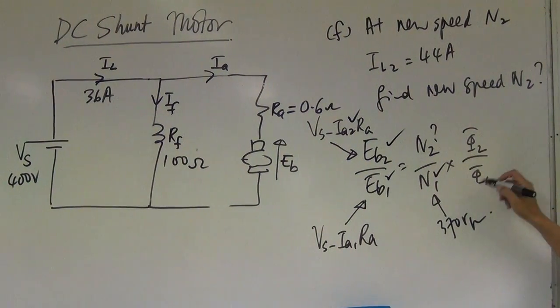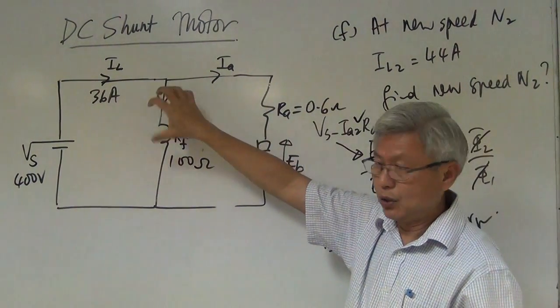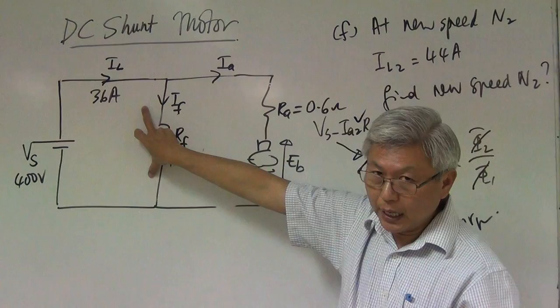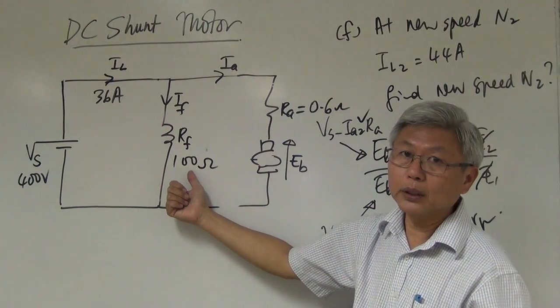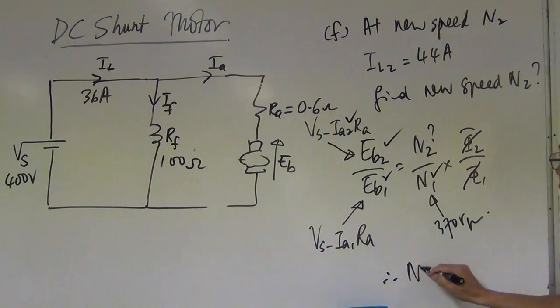The two flux, I cancel them away. Why? Because IF no change. The voltage here is 400 all the time. RF is 100 ohms all the time, no change. So I can cancel them. So with that, my new speed is found.